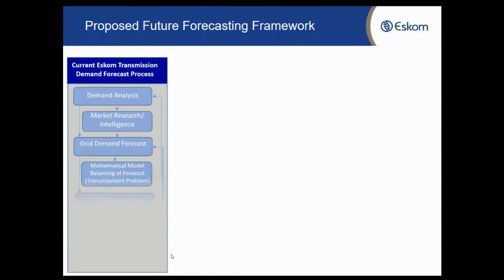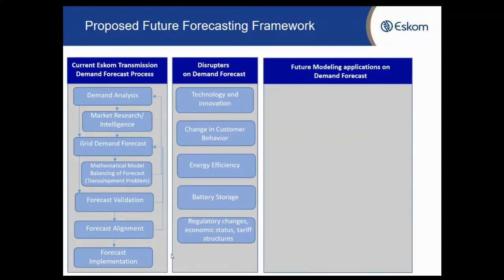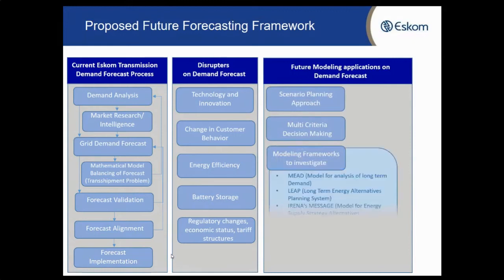So we're looking at a proposed forecasting framework for the future. We are looking at the current transmission demand forecast process, and we need to identify the disruptors in the demand forecast, which we've already done. And then we need to look at future modeling applications on the demand forecast. So this is what we will be focusing on in the time to come. We are trying to focus on a scenario planning approach, looking at multi-criteria decision making, and we are still investigating different modeling frameworks. So for now, we still have our demand forecast process, which I'll take you over now.